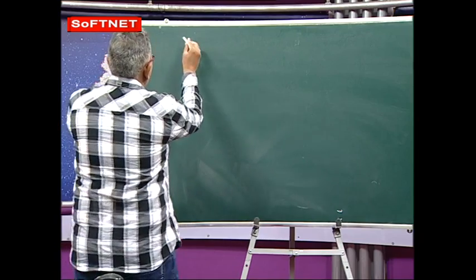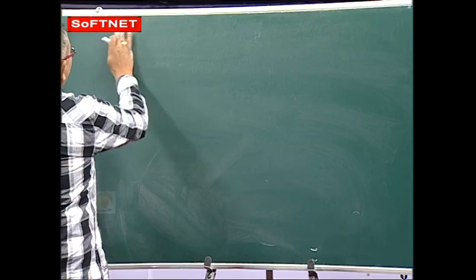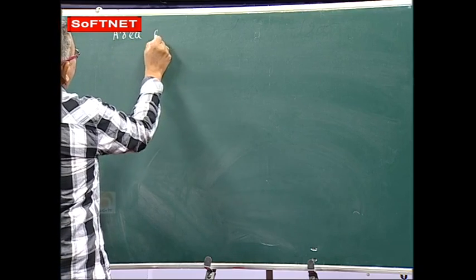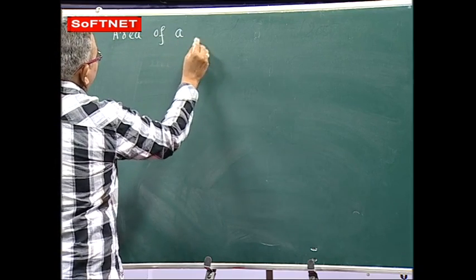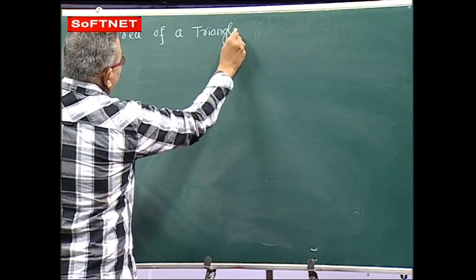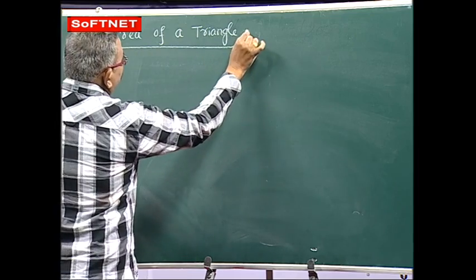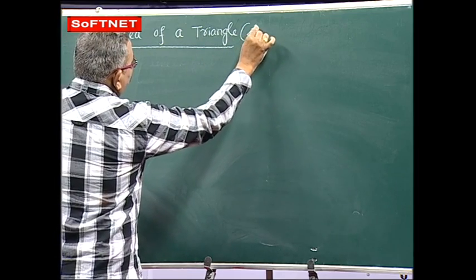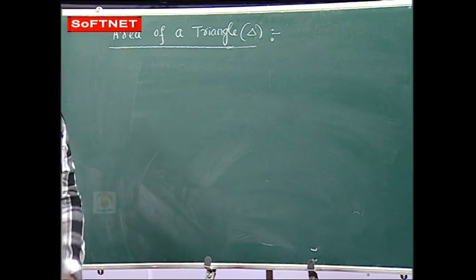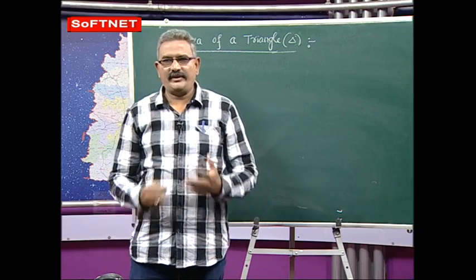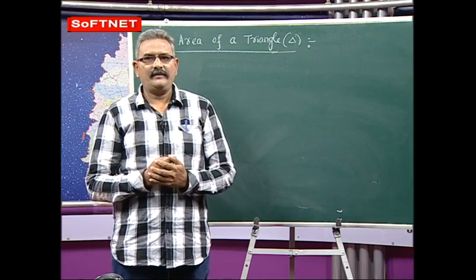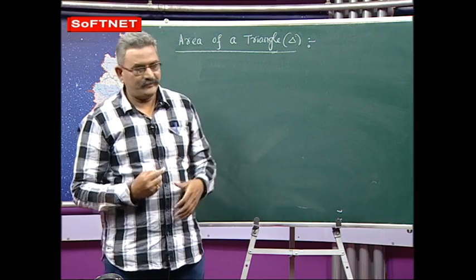So, next, collinear points. Before collinear points, let us discuss area of a triangle. Area of a triangle, delta. Area of a triangle using coordinate geometry. How to find out area of the triangle with the help of coordinate geometry?